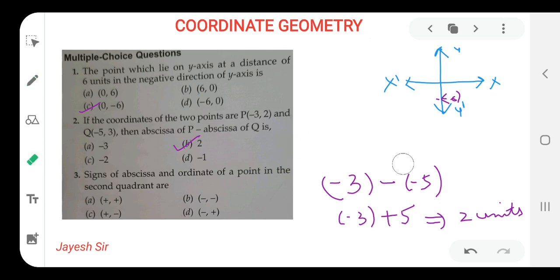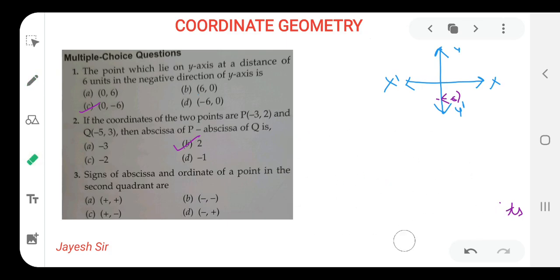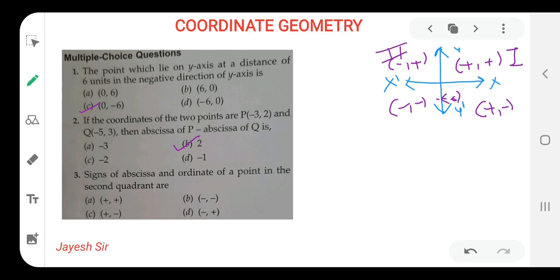So let us begin with MCQ number 3. Signs of abscissa and coordinate of a point in the second quadrant. We know here the signs are plus plus, and here the signs are minus plus. Here the signs are minus minus, and here the signs are plus minus. This is quadrant 1, this is quadrant 2, this is quadrant 3, and this is quadrant 4. I hope you all might be able to recall it. Now it is asked, what is the sign in the second quadrant? Minus plus. Minus plus, that means option D is correct.